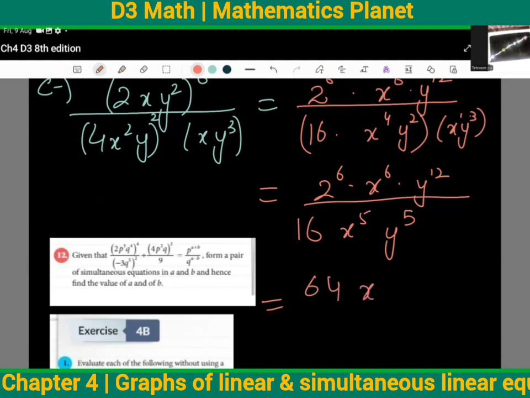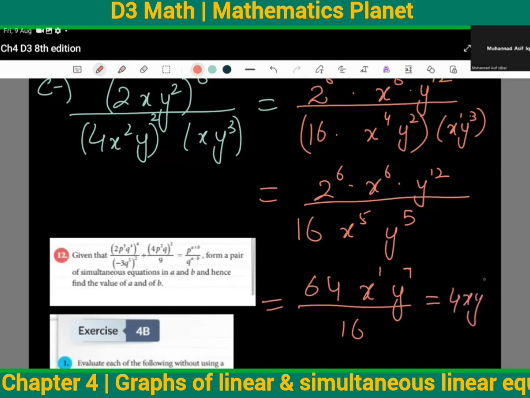64. x to the power 6 minus x to the power 5, x to the power 1. y, 12 minus 5, 7, divided by 16. Now just do the simplification for the constant. 64 divided by 16, you will get 4. 4xy to the power 7.